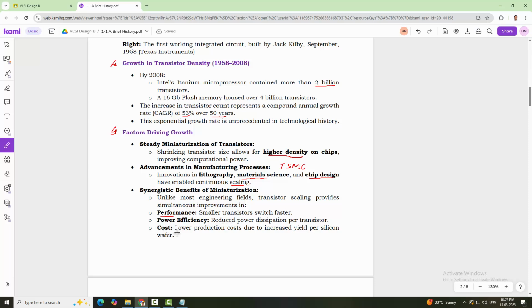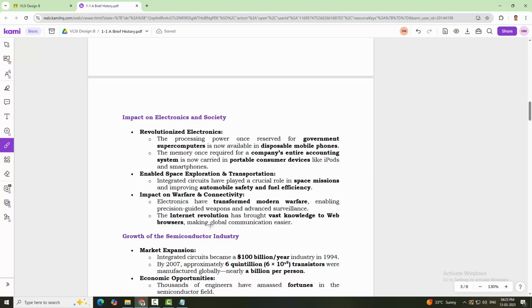And the cost: lower production costs, because the scaling of a transistor will make the production cost lower due to the increase in the yield per silicon wafer. So these are the couple of reasons which have been driving the growth of the transistor and hence the integrated circuits. Now let us see the impact of this on electronics and society.